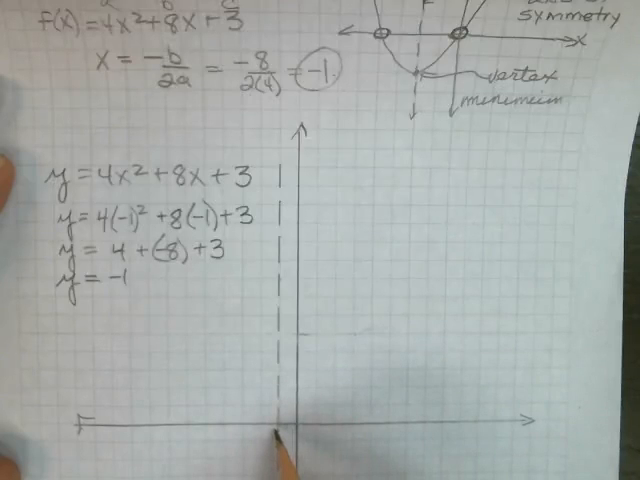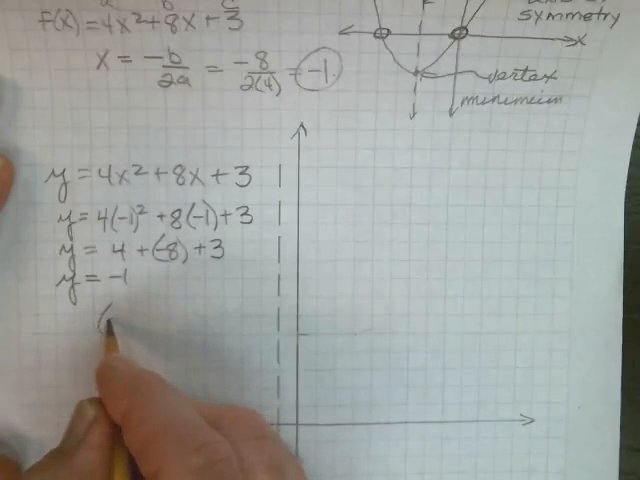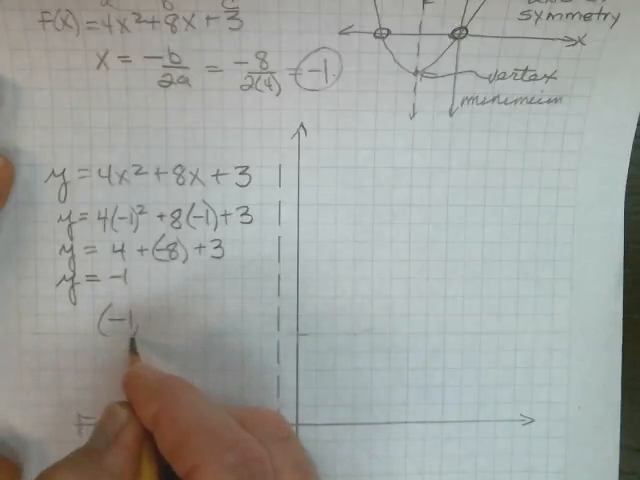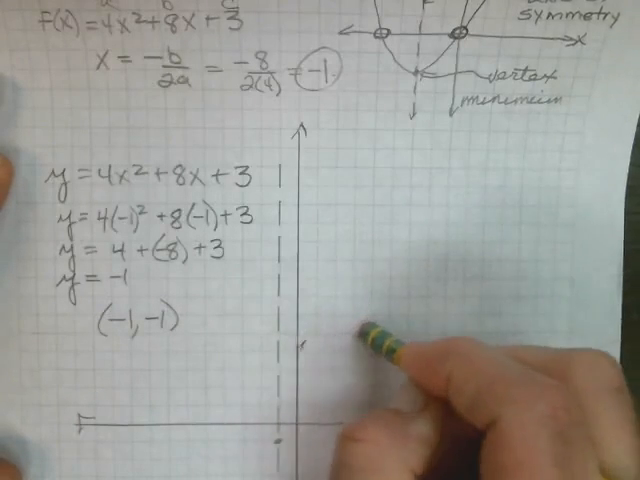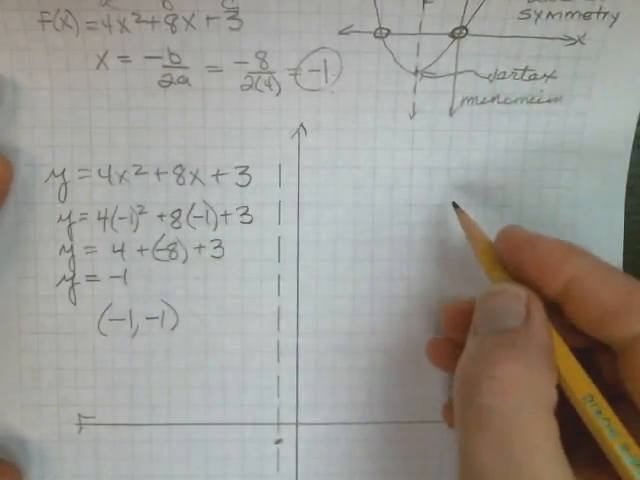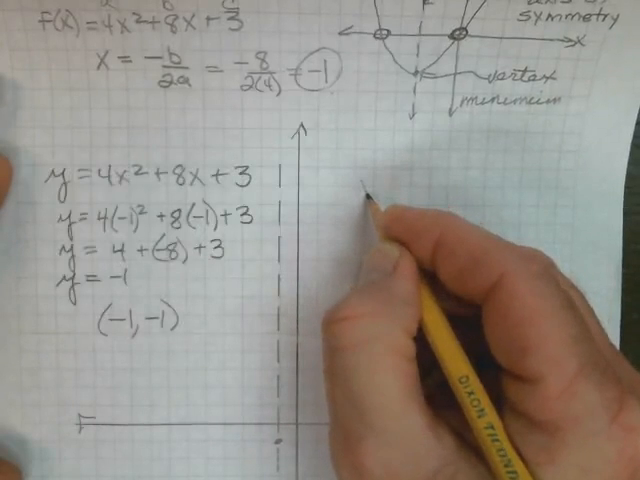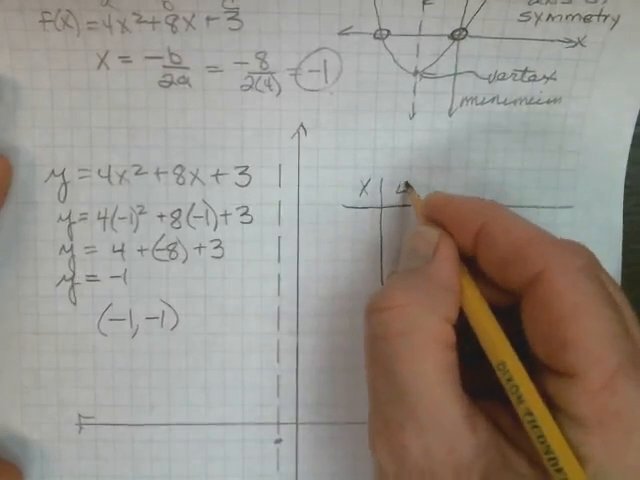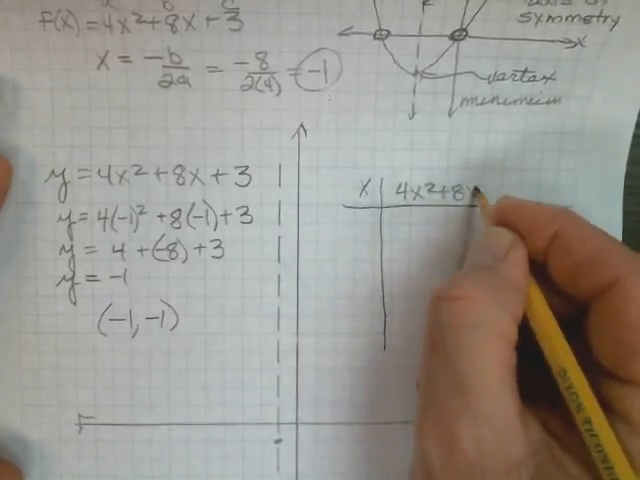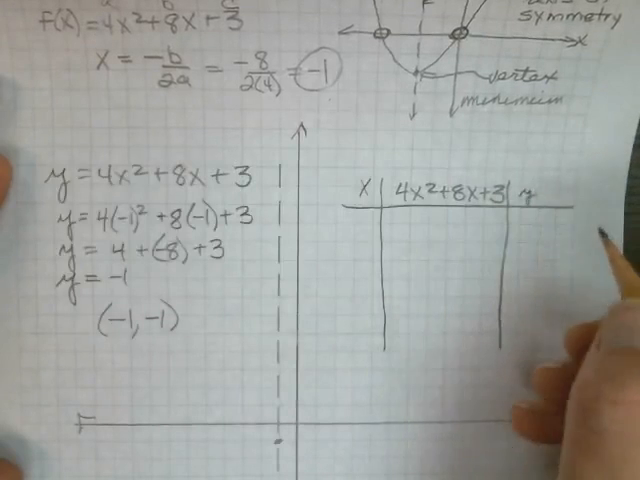So our point here where the minimum is going to be is the point with xy coordinates negative 1, negative 1. So it's going to be right here. Now, the rest of this, I'm going to start using a table to get other values. So I'm going to list here x, and then I'm going to go 4x squared plus 8x plus 3, which is going to give me y, and then that should do it.